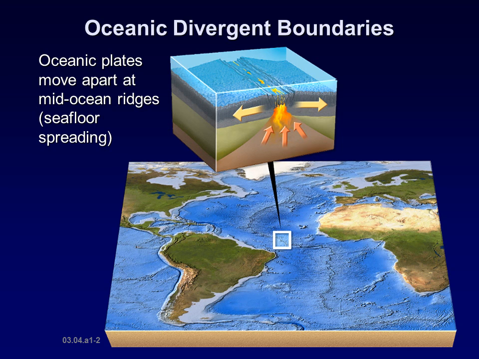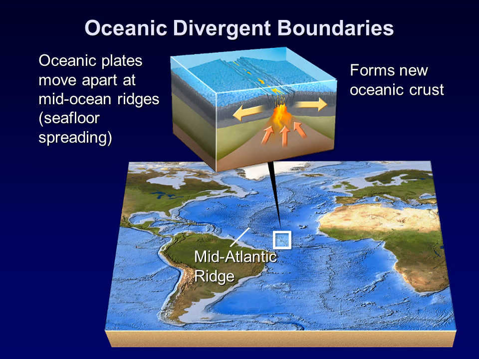Another term for this is seafloor spreading. It's forming new oceanic crust on the ocean floor. And the example that we're looking at here is the mid-ocean ridge. You can tell by the shape of the mid-Atlantic ridge that it is mimicking the shape of the continents on either side. The ocean formed as spreading moved the continents apart.